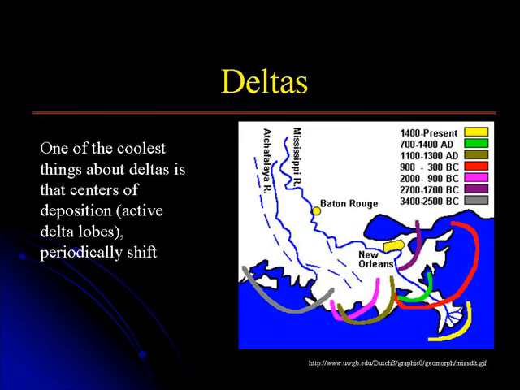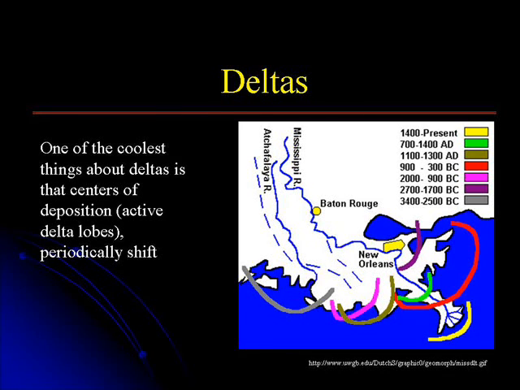Okay. Now, one of the neatest things about deltas, and this is a good thing to end on here, is talking about how rapid sedimentation is in these environments. What you're looking at here now is a simplified map showing the changes of the Mississippi Delta over the last, probably around 4,000 to 6,000 years, okay, 5,000 years, somewhere in that general range.